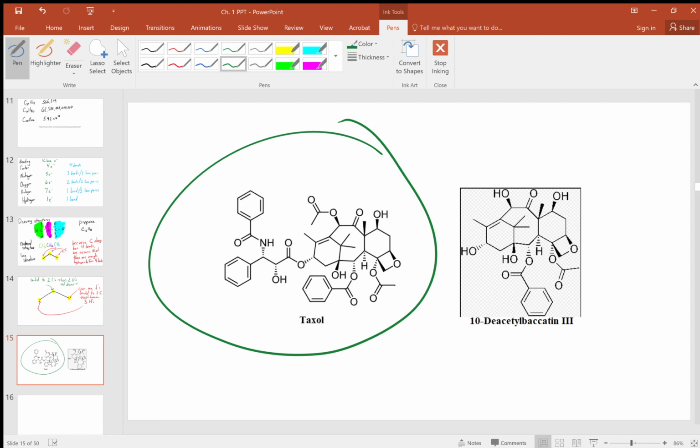What's the formula here? C47H51NO14. Just imagine how cluttered this drawing would look if we had to draw in every one of those 47 carbons and every one of those 51 hydrogens. It would just become messy, and it would be a lot harder to understand what was going on with the structure. Now, most molecules we look at are not going to be this complicated, but we can still see it helps us to simplify and helps us to focus on what's important.